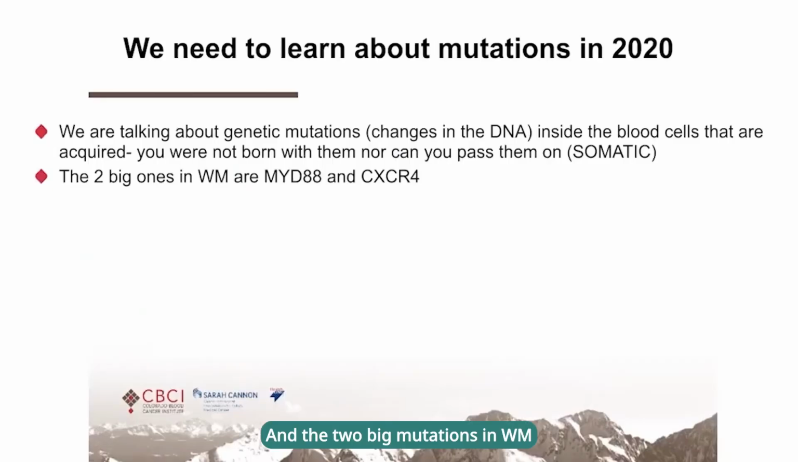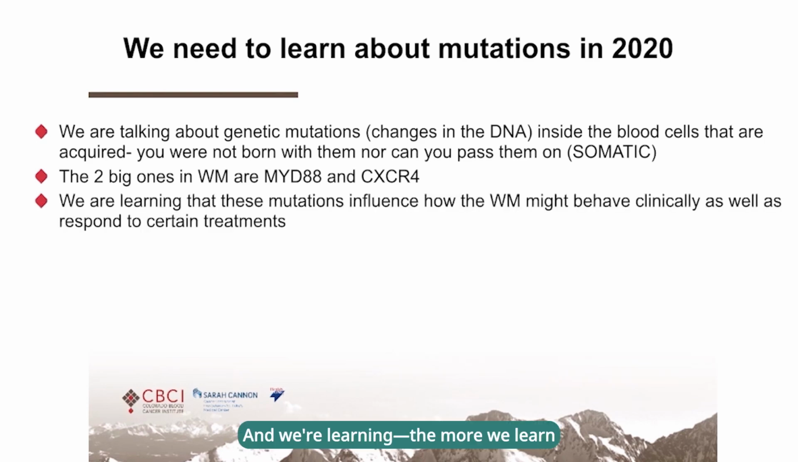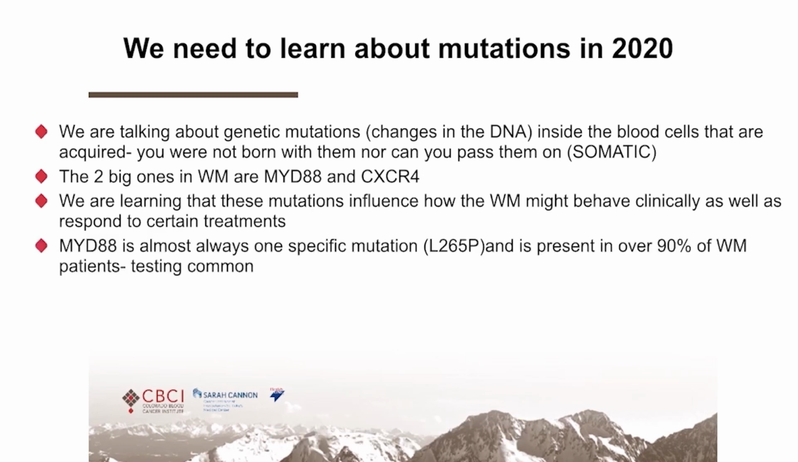And the two big mutations in WM are the MYD88 mutation and the CXCR4 mutation. And the more we learn about these mutations, the more we learn that the presence of them can influence how your WM actually behaves and how it might respond to certain treatments. And so the first mutation is called MYD88, and it's present in just about every single person who has WM, 95% depending on how hard you look for it. And it's always the same mutation, this thing called L265P.